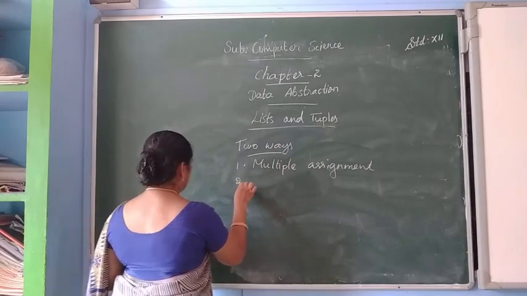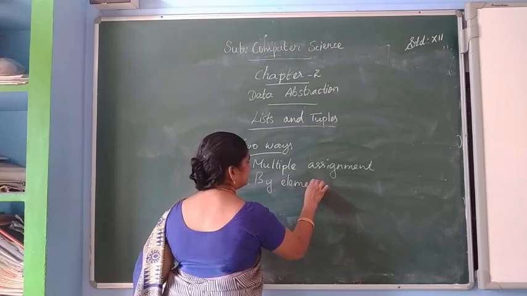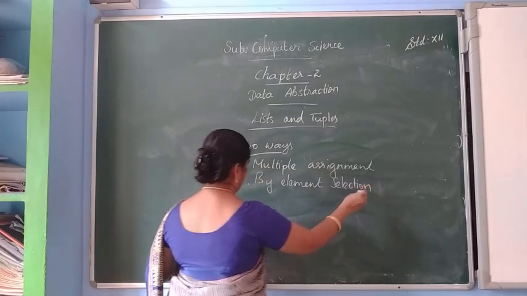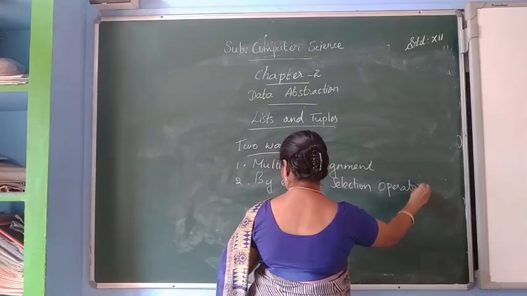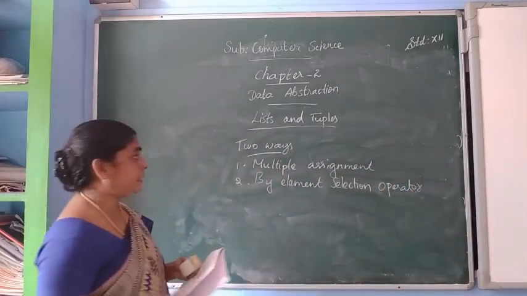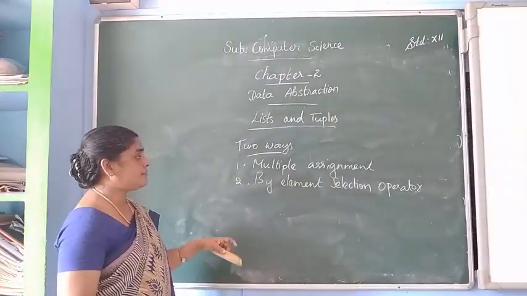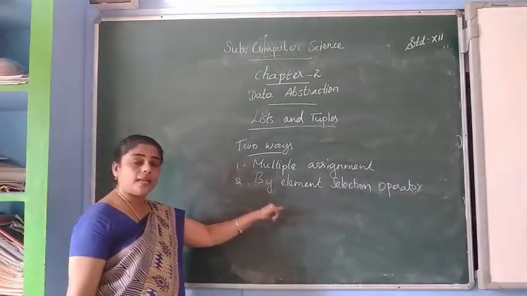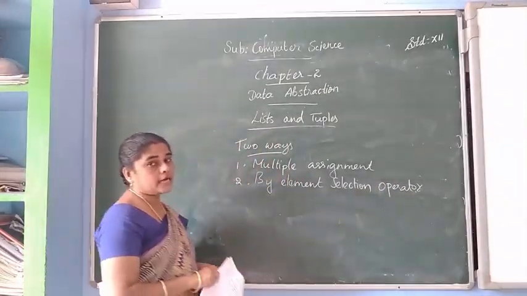The next one is by element selection operator. See, the list is accessed in two ways. What is the first one? Multiple assignment. The next one, by element selection operator. In these two ways the list is accessed.